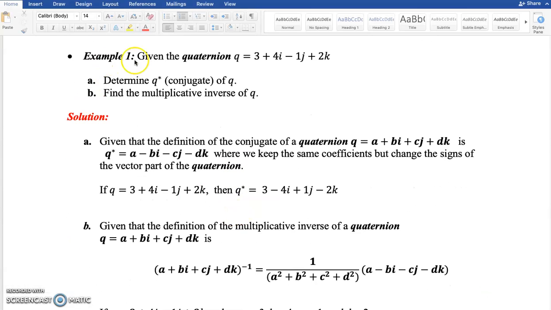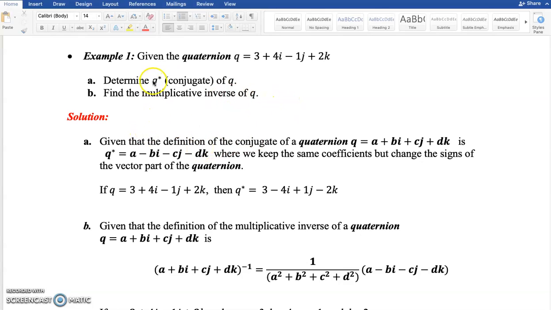In the first example, given the quaternion Q, which equals 3 plus 4i minus 1j plus 2k, we're going to determine the conjugate of Q and the multiplicative inverse of Q.